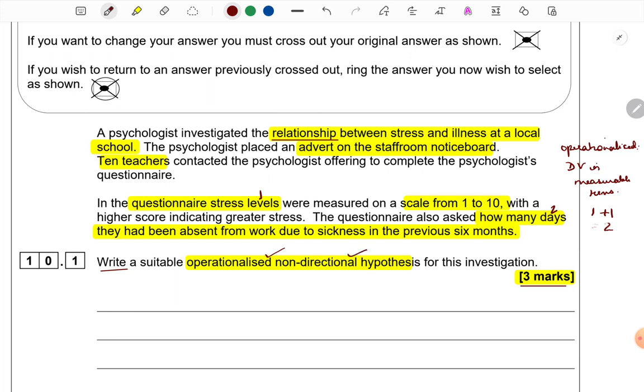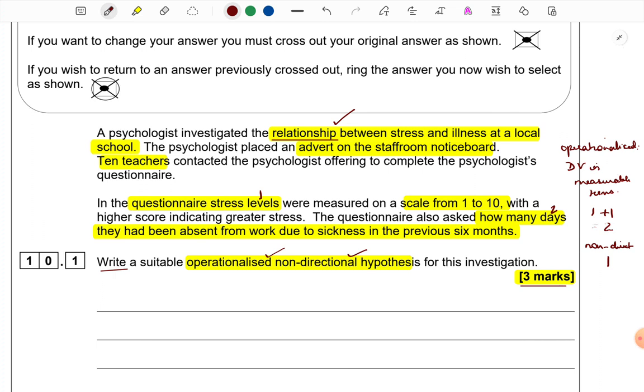Next, they've asked you for a non-directional hypothesis. So if your hypothesis is indeed non-directional, that is, you have used correct wording for a non-directional hypothesis, you will get 1 mark there. So make sure you cover all these 3 features correctly. This is a correlation question which we understand from the word relationship. Correlation questions are different from experimental questions, especially when it comes to hypothesis. In an experimental hypothesis, we would speak about the difference between two groups. Here, we would speak about the relationship between two variables.